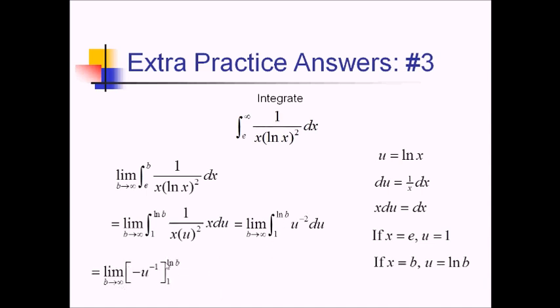Again, b is still approaching infinity. This limit hasn't gone away. So plugging things in, we've got negative 1 over ln of b, and then minus minus, so it's really plus 1 over 1. Evaluating this now, as b goes to infinity, this term becomes bottom heavy and goes to 0. So this is just 0 plus 1 essentially, which comes out to 1.